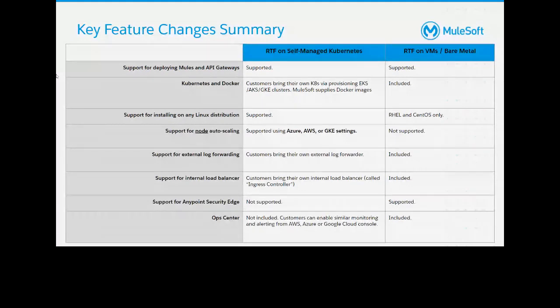Whereas in self-managed Kubernetes, you don't get Ops Center, but you can leverage whatever monitoring solution that you're using with your AKS, EKS, or GKE environment. So if you're using Prometheus or whatever, like for AWS, you might be using CloudWatch. You can leverage the same monitoring solution to monitor your RTF cluster as well. And this is infrastructure monitoring. For Mule application monitoring, you can use Anypoint Monitoring, which is part of the Anypoint control plane. Next slide, please.